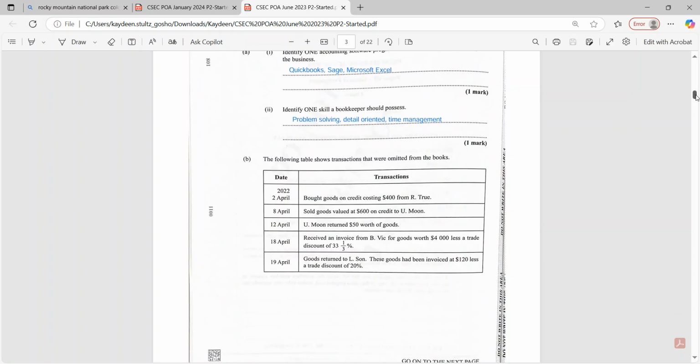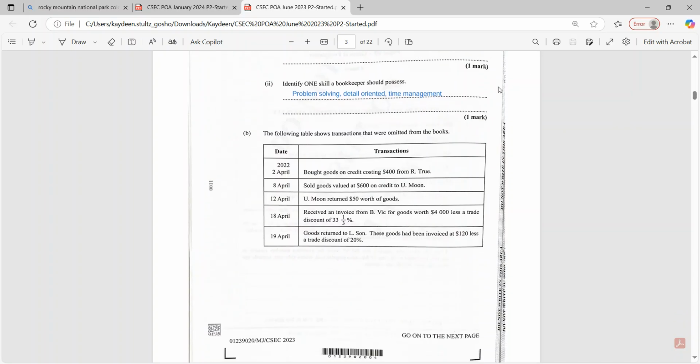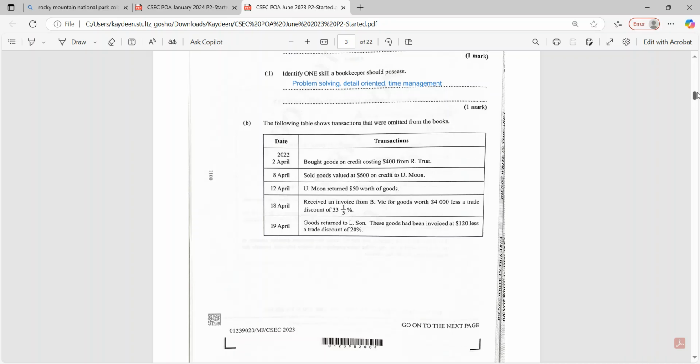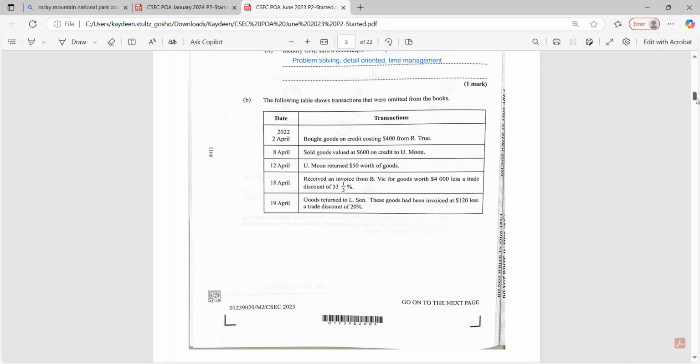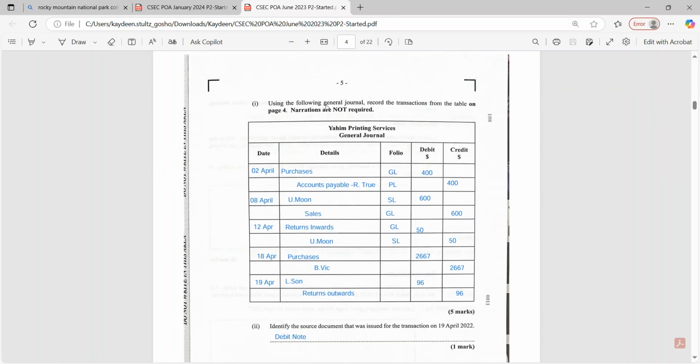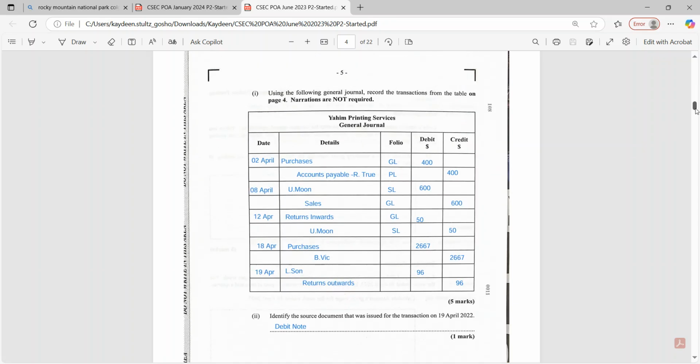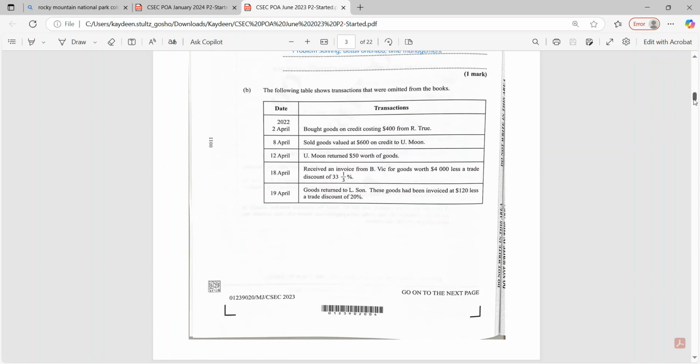We should identify one skill a bookkeeper should possess. We have problem solving, mathematical skills, detail oriented, time management, and I'm sure you can think of others. Then it proceeds to say the following table shows transactions that were omitted from the books. Using the table above, we're going to record those transactions in the general journal. And it goes on to say that narrations are not required. So let's do the first one.